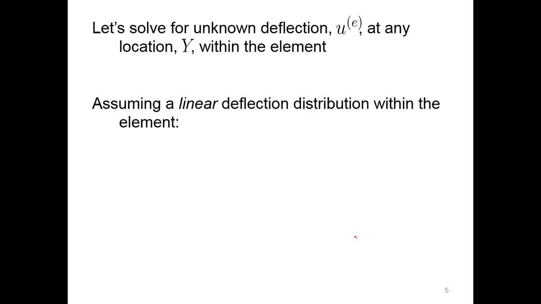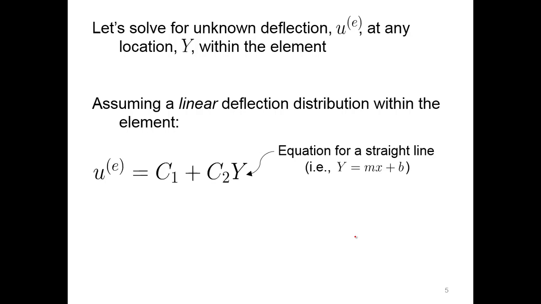All right, so let's solve for some unknown deflection. If we actually want to figure out what the deflection is between some nodes, let's see how we can figure that out. If we assume a linear deflection distribution, so it's linear, keyword there, right? So a straight line, if it's linear, then we have the form of y equals mx plus b. So y in our case is going to be the deflection, u. x is going to be our y, so where we are in the element is what y is telling us. And then C2 is essentially our slope, and C1 is our y-intercept. Right, so we're maintaining that form here.